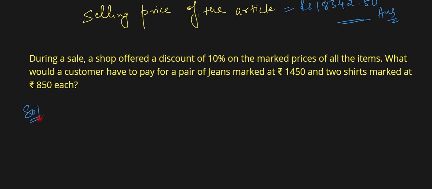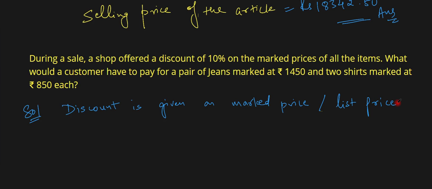You can write: discount is given on marked price, or on the list price. Marked price, or you can say list price, or you can say MP. Now, a discount of 10% on the marked price.